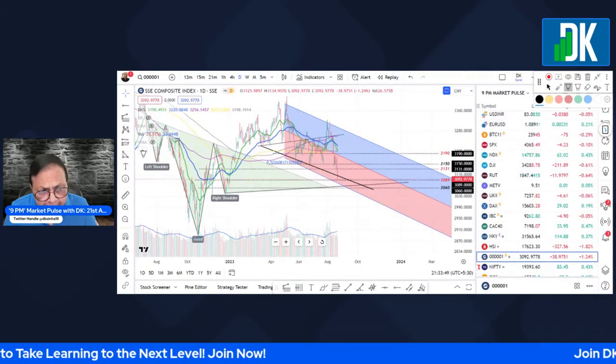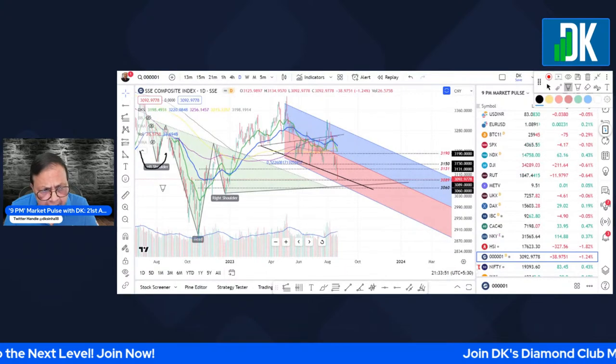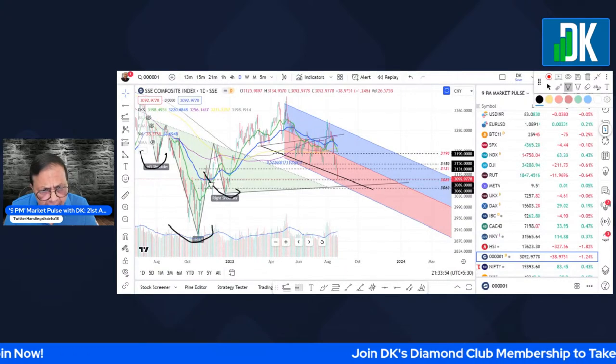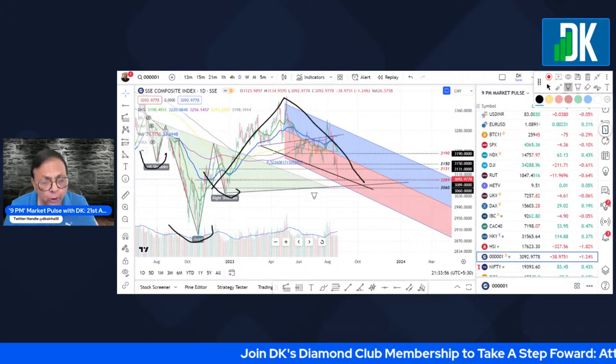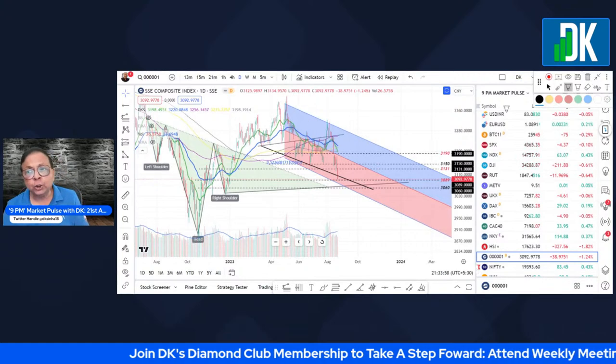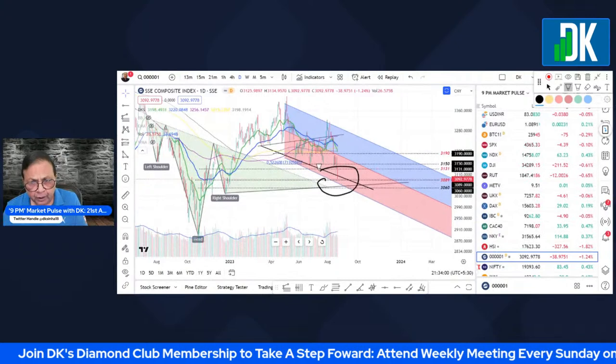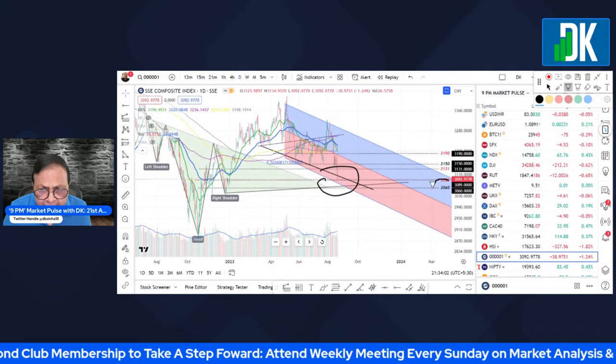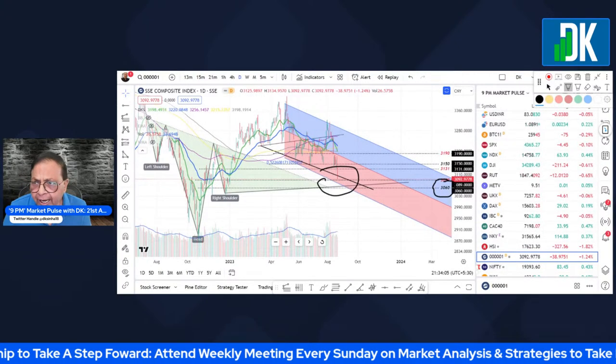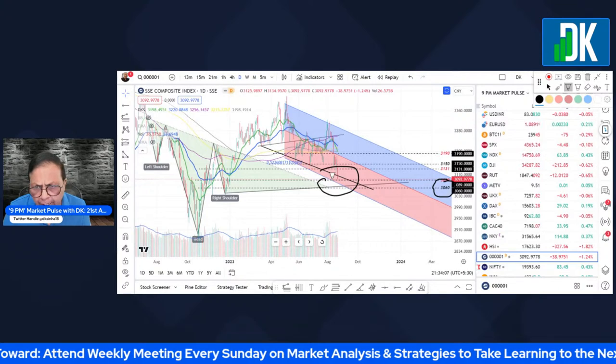Earlier it has given a breakout of a reversal chart pattern. This is a left shoulder, head formation, right shoulder and a breakout. This could be considered as a major throwback towards the neckline. So the support area is 3,062 to 3,080. This is the immediate support area.